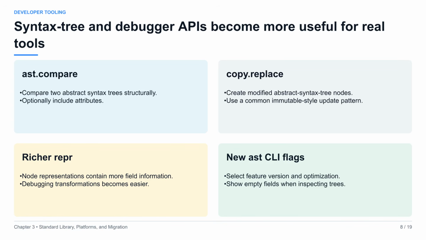Abstract syntax tree, or AST, tooling receives several improvements. ast.compare can determine whether two trees are structurally equivalent, which is useful in refactoring tests and compiler tooling. AST nodes support copy.replace, allowing a modified node to be created through a shared replacement pattern. Their repr output includes more information, and the AST command line adds options for feature version, optimization, and empty fields. Tools should still avoid constructing invalid trees, or depending on unstable representation details. Prefer semantic comparisons and explicit fields over snapshotting an entire repr when compatibility across Python versions matters.